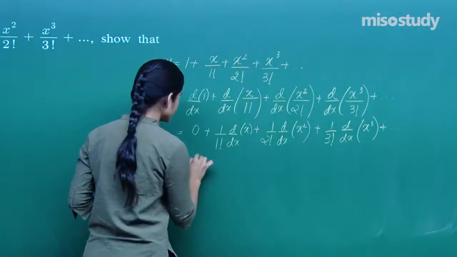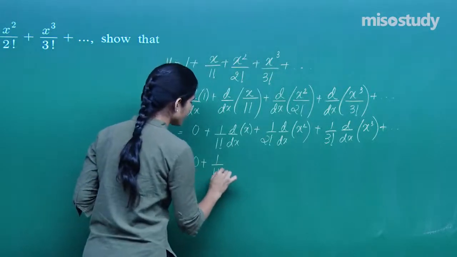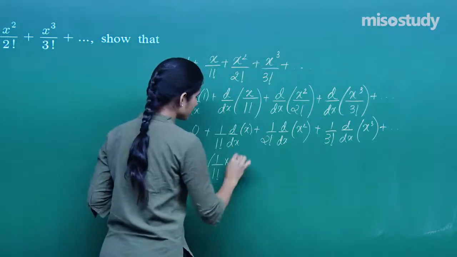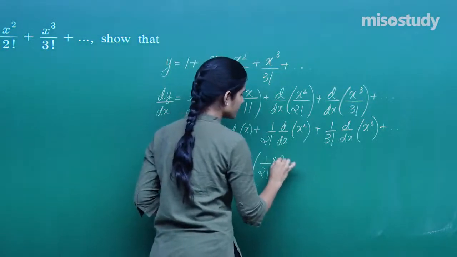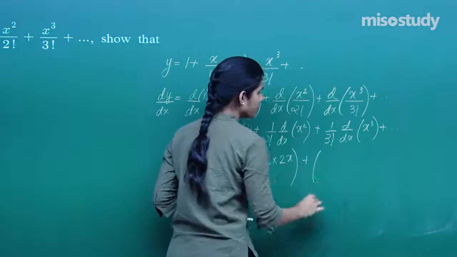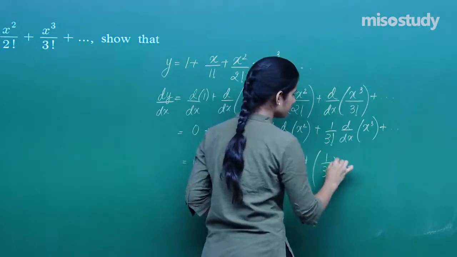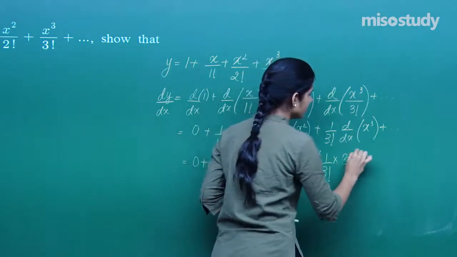This gives you what in the next step? This is 0 plus 1 by 1 factorial into d by dx of x, which is 1, plus 1 by 2 factorial, d by dx of x square is 2x, 1 by 3 factorial, d by dx of x cube is 3x square.